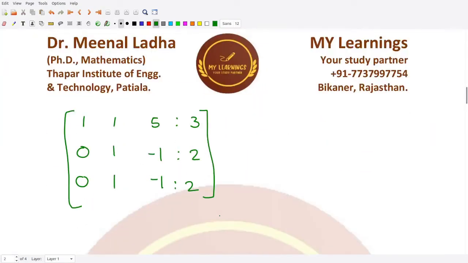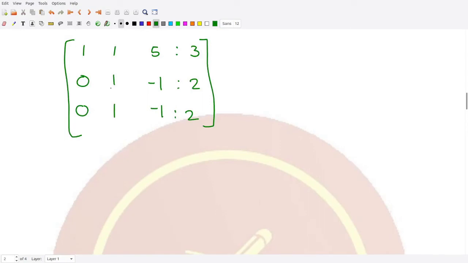So let's have a look here. Now, this element is already 1, so no need to do anything. We wanted to make this element 0. How can we do that? We have to apply the operation R3 as R3 minus R2. Here we have to use the second row. Why? If you use the first row, this element would change here, right?